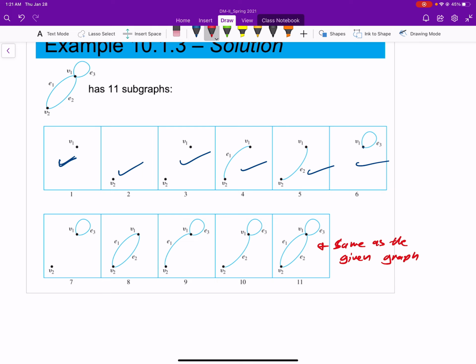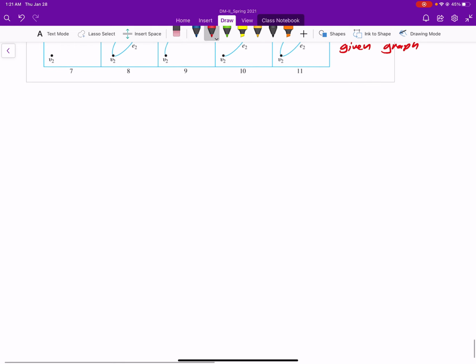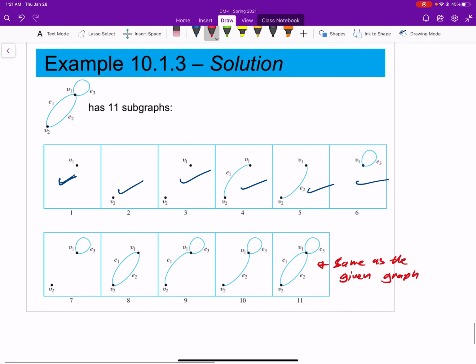Alright, so this is all about subgraphs, and that is the end of today's class. So from next day I will start the second part of this section. The second part is also very simple like this, so you will be able to understand. Thank you very much.